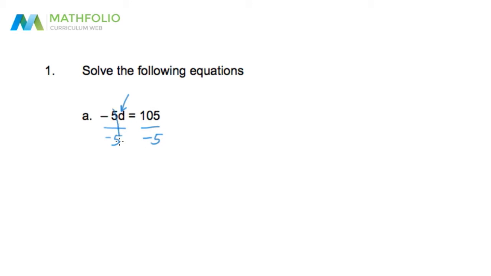And so in this case the 5's will cancel and become 1, so we won't write it. The negative divided by a negative is a positive, and so d comes out the end. And I know that positive divided by a negative is going to give me a negative answer. So now I've got to think how many 5's go into 105. Well, there's 20 5's in 100, and so one extra 5 means that there's 21 5's in 105. My answer is d equals -21.